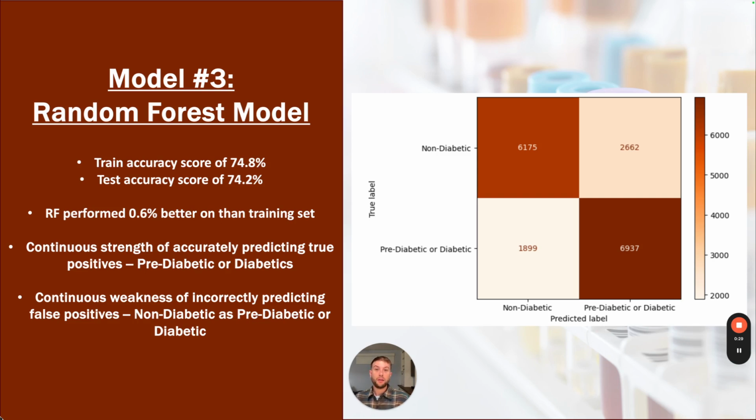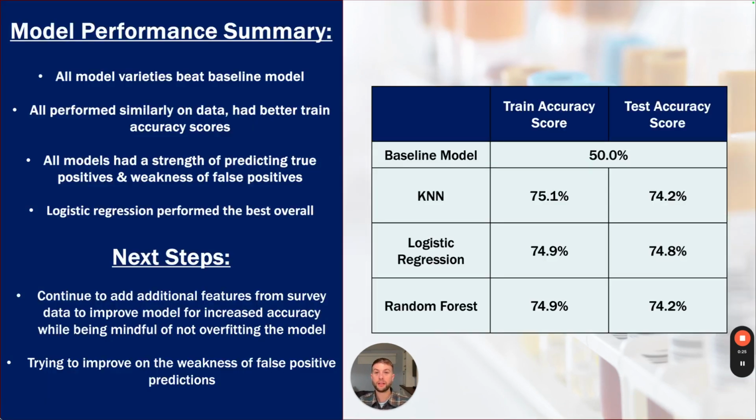The random forest model had the same trend of strengths and weaknesses as the other 2 models, as it also accurately predicted true positives, meaning it predicted someone who had a true positive diagnosis of pre-diabetic or diabetic status correctly. Its weakness was misclassifying true negatives as false positives, meaning it would misclassify a truly non-diabetic status person as pre-diabetic or diabetic. In summary, all of the 3 classification models beat the baseline model score.